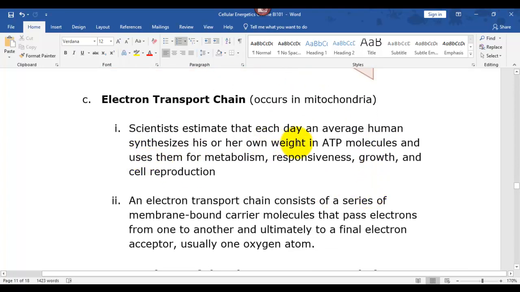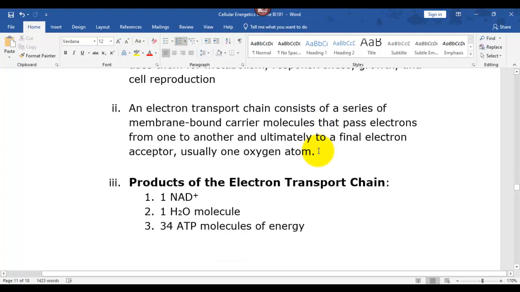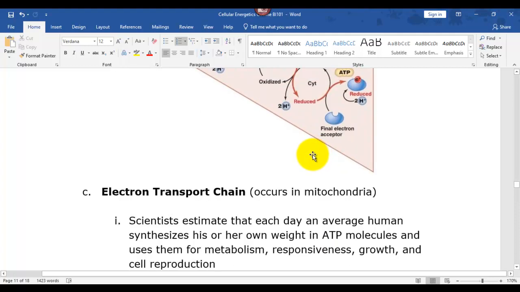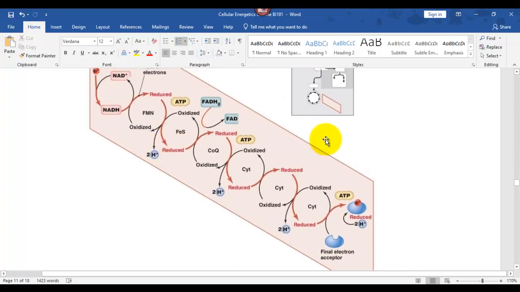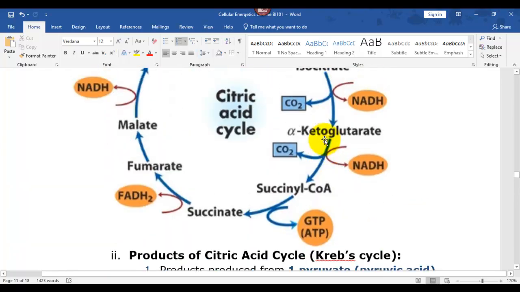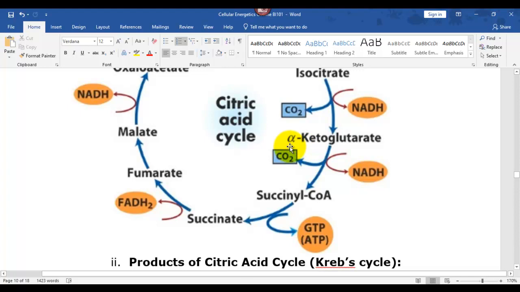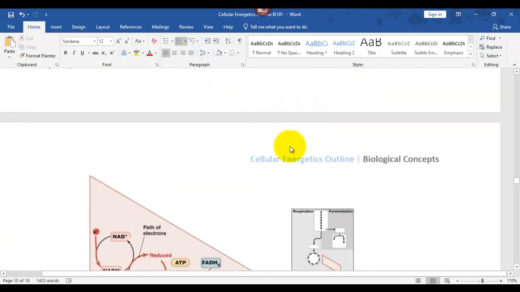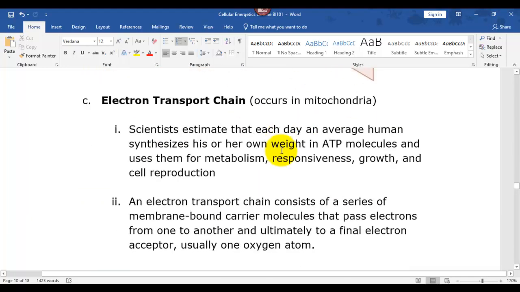And that's a pretty interesting point. It says scientists think that a person will synthesize their body weight in ATP. There is a thing called entropy, which is the amount of disorder within a system. None of this is 100%. You're not getting 100% transfer from any of this. You lose some as heat, water, carbon dioxide. So you're not getting 100%.